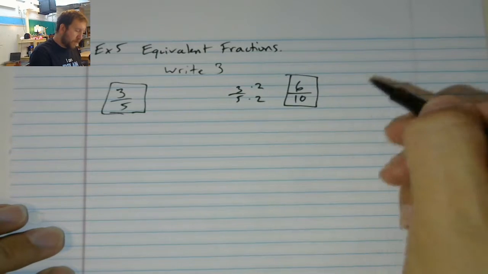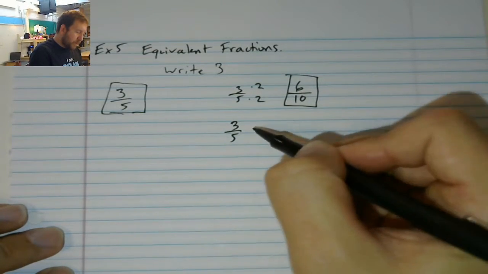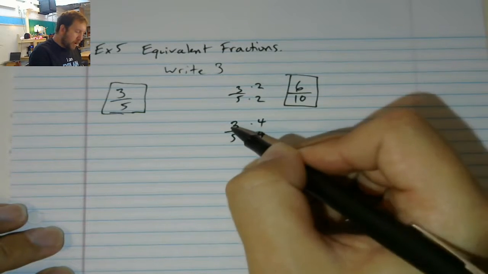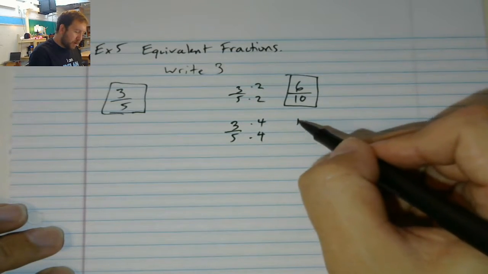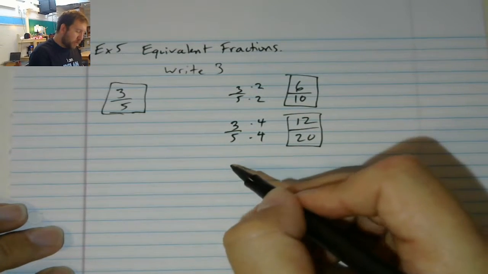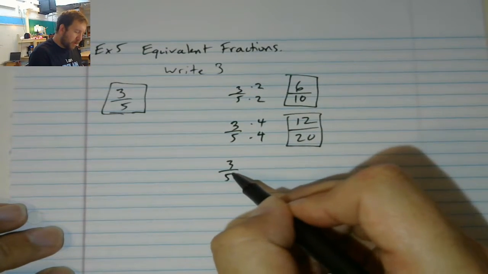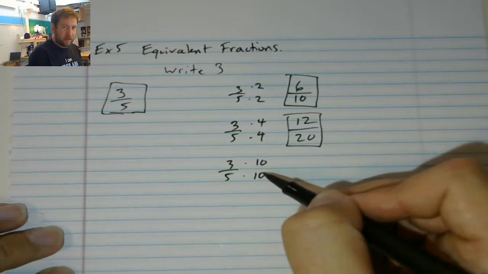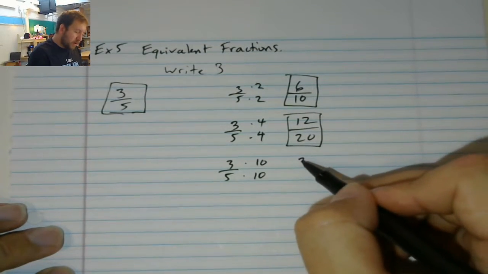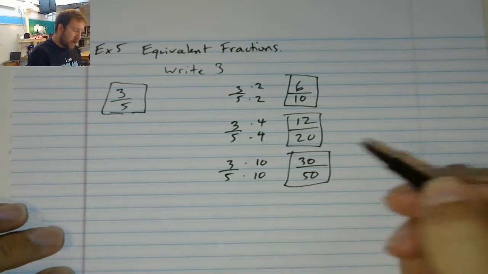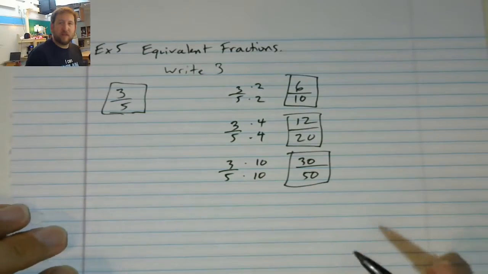Awesome. Here's 1. Okay, now I'm going to do it again. And I'm going to multiply both sides by 4. 3 times 4 is 12. 5 times 4 is 20. Nice. And let's do one more. 3/5. And let's do times 10. I can really do times anything as long as it's the same. 3 times 10 is 30. 5 times 10 is 50. Nice. I have 3 equivalent fractions for 3/5.